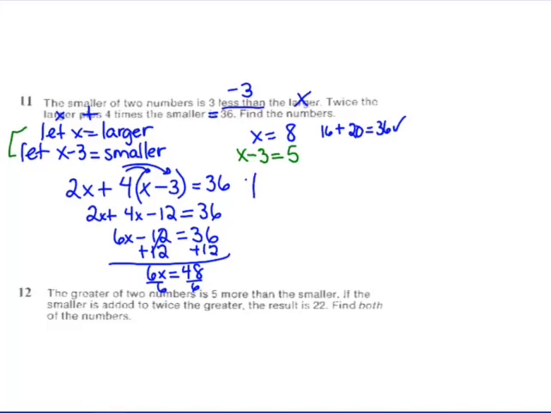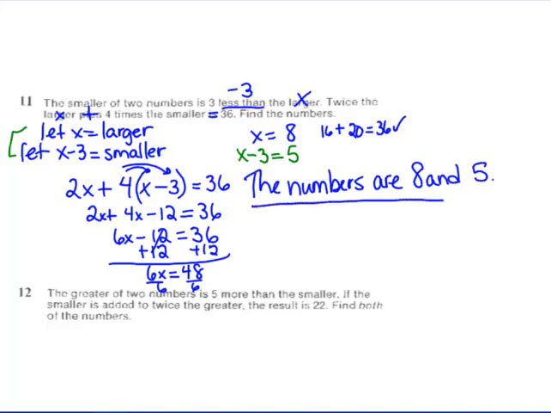That find the numbers are 8 and 5. Numbers are 8 and 5.